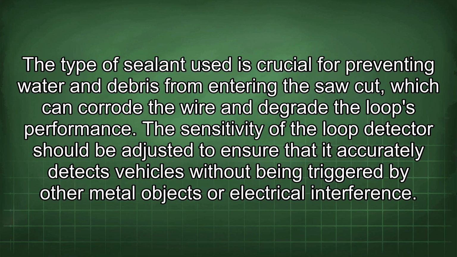The type of sealant used is crucial for preventing water and debris from entering the saw cut, which can corrode the wire and degrade the loop's performance. The sensitivity of the loop detector should be adjusted to ensure that it accurately detects vehicles without being triggered by other metal objects or electrical interference.